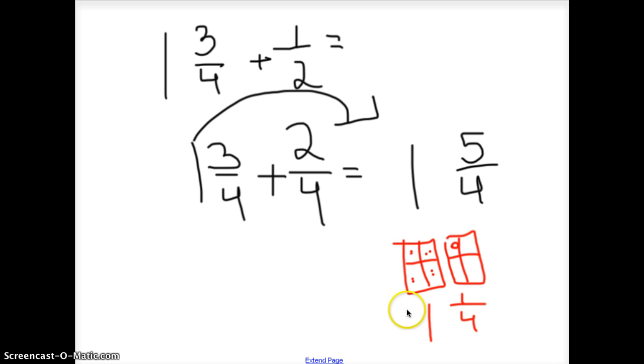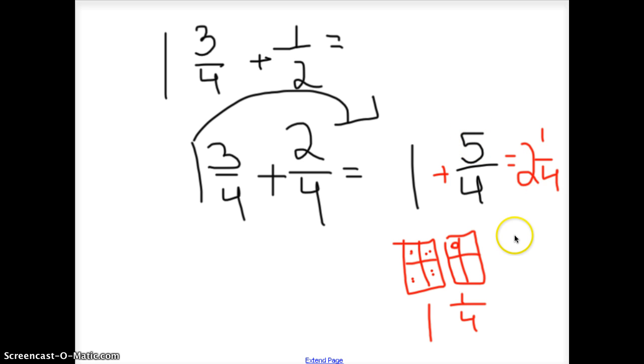Don't forget now, you have to go back and add that to your 1 whole. So the answer here is 1 plus 1 whole is 2 and 1/4.